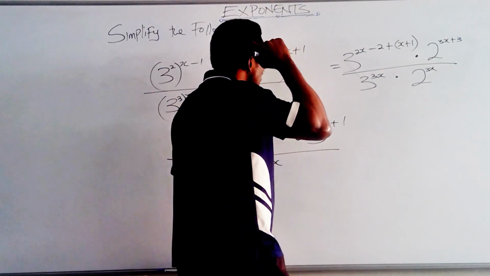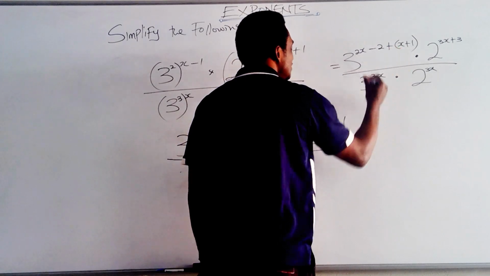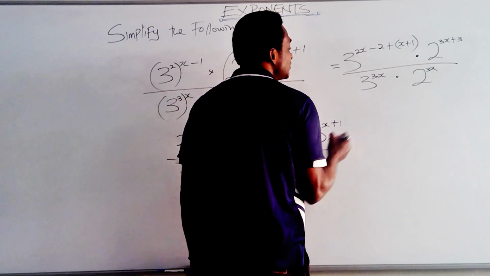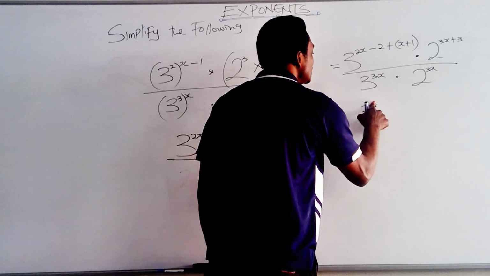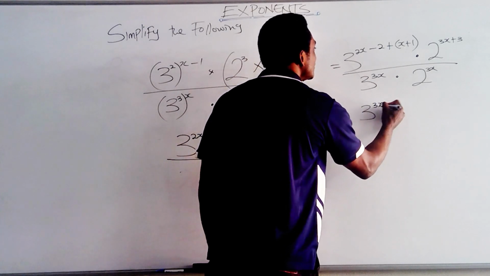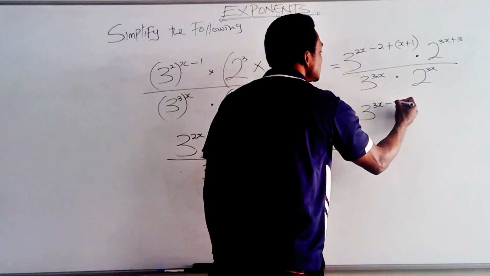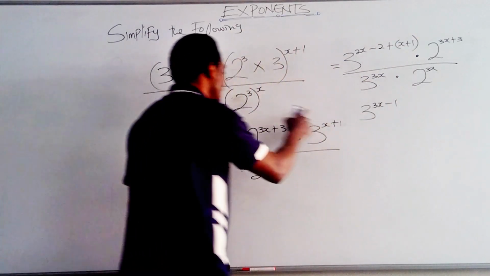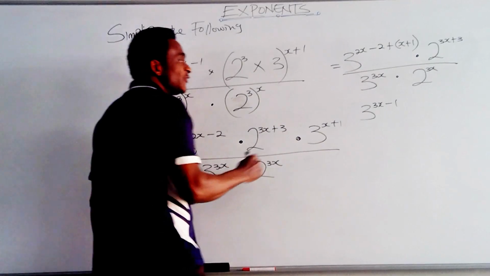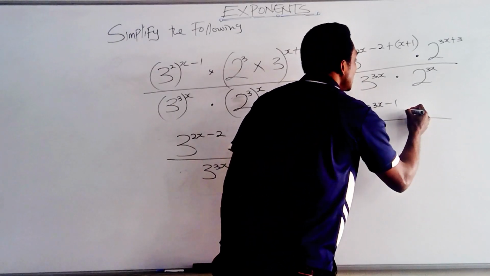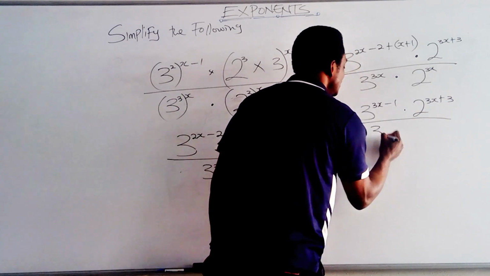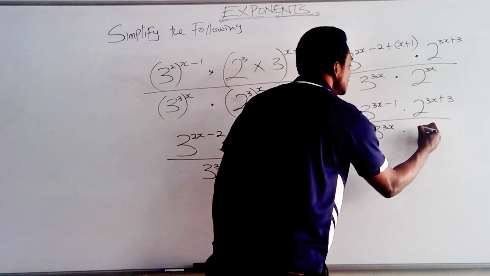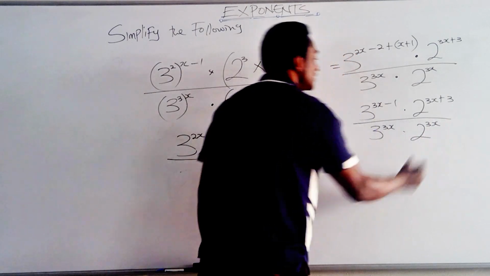Now let's see what we have. This gives me 2x plus this. So going to the next step, I have 3 to the power of 2x plus x is 3x, then minus 2 plus 1 is minus 1. I have simplified the base of 3 for the numerator, times 2^(3x+3), all over 3^(3x) times 2^(3x).